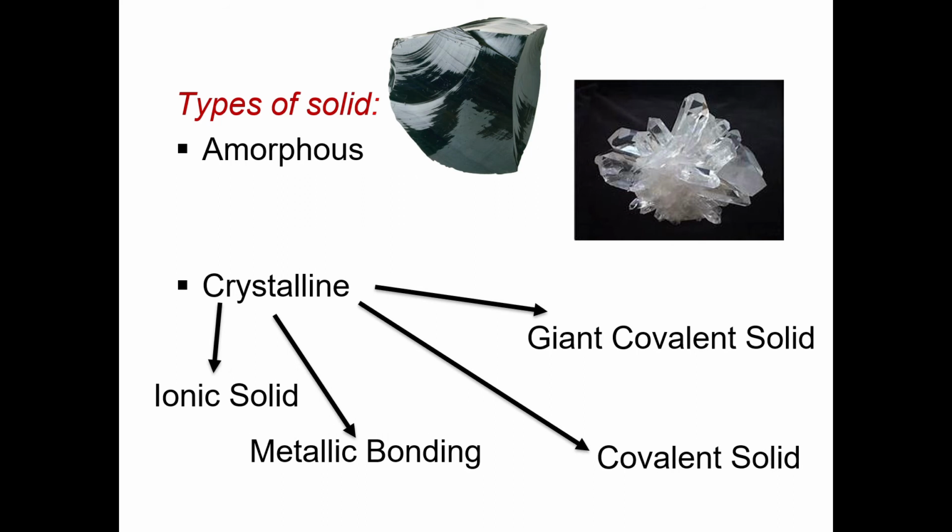Okay. So kita ada amorphous tadi. While crystalline also divide into 4 types. Dia terbagi kepada 4 jenis. The first crystalline is giant covalent solid. Okay, the next one is molecular covalent solid, okay, metallic bonding, and ionic solid.